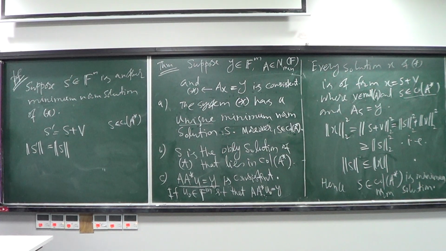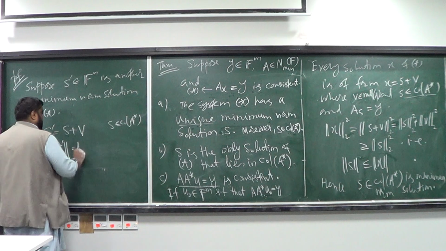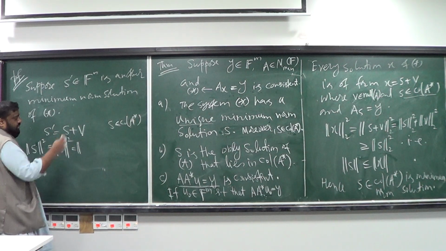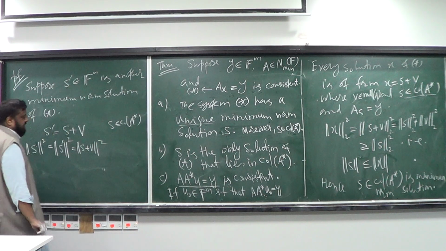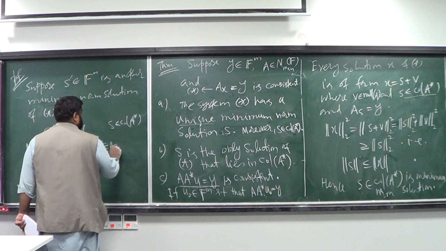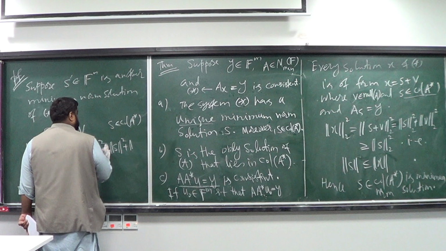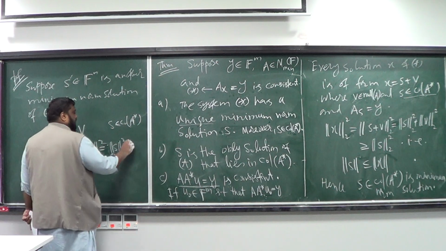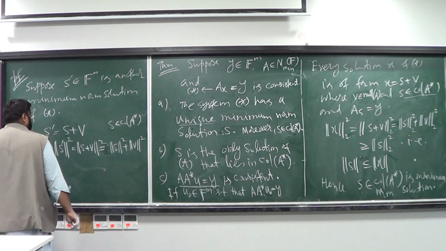Their magnitudes must be equal. And if their magnitudes are equal, maybe write S here and S prime here, or maybe I put S squared and again use the Pythagorean theorem, S plus V squared. Then by the Pythagorean theorem, this will be exactly equal to the norm of S squared plus the norm of V squared.